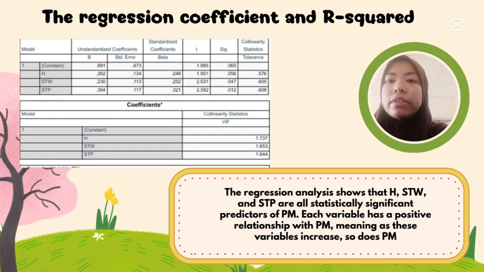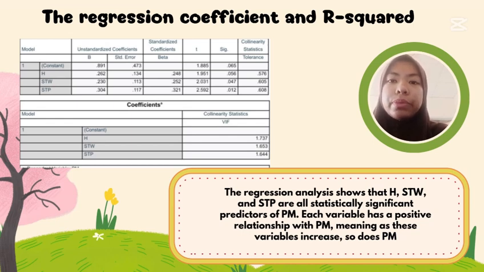Coefficient. Now let's delve into the specific contribution of each independent variable to our model. The coefficients table provides crucial insight into the relationship between each predictor and the dependent variable PM. We can see that all three independent variables, H, STW, and STP, have statistically significant coefficients. The Sig column shows p-values for each variable. As all p-values are below 0.05, we can confidently say that the effect of each variable on PM is not due to chance. In other words, the relationships observed between these variables and PM are unlikely to be due to random fluctuations in the data.